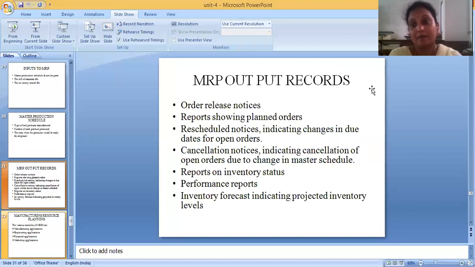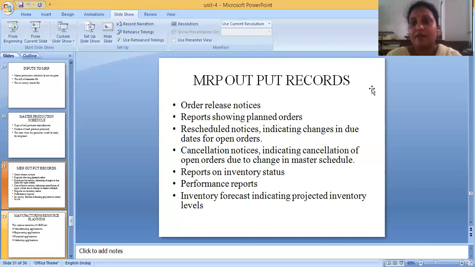Next one is the performance report. It means what is the thing that you have planned and what is the thing that you have executed. What is the raw material that you have ordered, what have you used, how much got wasted, how much extra material you have used, or how much material you have saved, how much lead time you are saving, how fast you have made the manufacturing. So all these performance reports will be shown as the output of MRP.